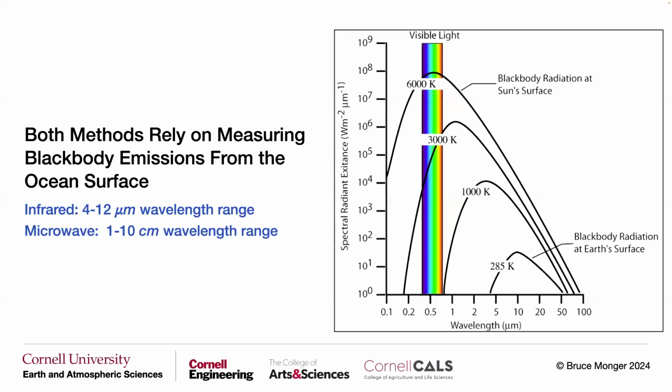So both are relying on measuring the radiance at a particular wavelength. In the case of the infrared, they're measuring it somewhere between the 4 and 12 micron, the thermal infrared wavelengths. And in microwave, usually in the microwave literature, they recast it as brightness temperature. Some people, anyway, use frequency, so gigahertz oftentimes, but it's somewhere in the 1 to 10 centimeter wavelength range for microwave emissions. Okay, so in both cases, watts per meter squared per steradian per nanometer.